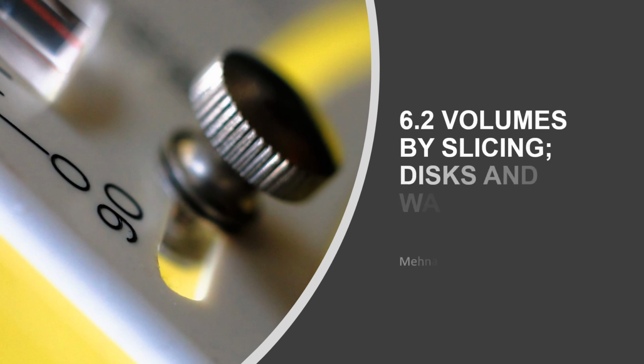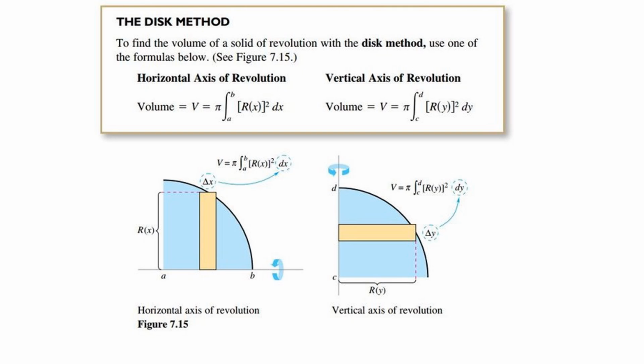Students, today we are going to study finding volumes by evaluating integrals using the disk method and the washer method. Now, the disk method. Understand that in order to find the volume when the curve is revolving around the x-axis, you have to write V equals pi integral sign.